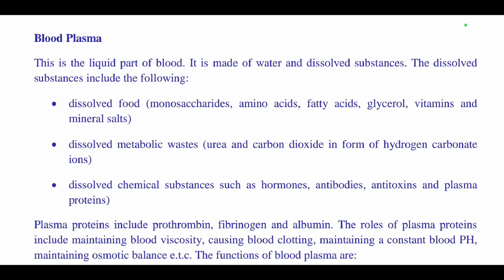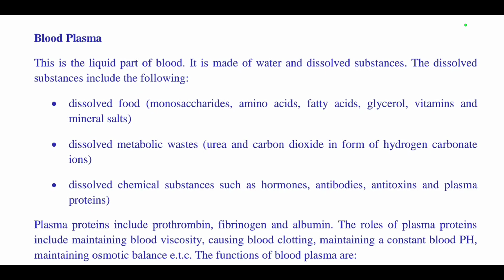The last time we met, we looked at blood transport in humans or in animals. Then we looked at the composition of blood: the red blood cells, white blood cells, and blood platelets. This time around we're going to look at the liquid component of blood, which is the blood plasma. The other three, the white blood cells, red blood cells, and platelets, are solid components of blood. The liquid component of blood is known as blood plasma. Are we following?